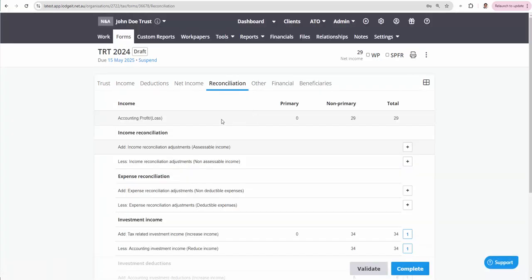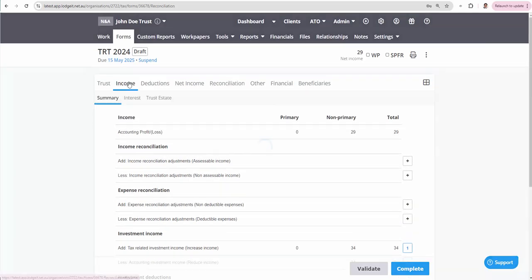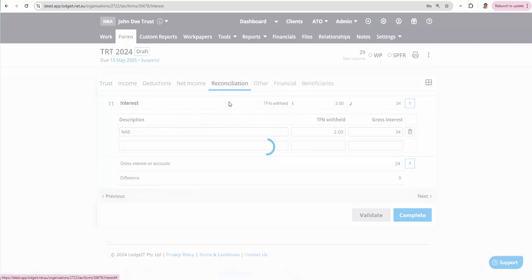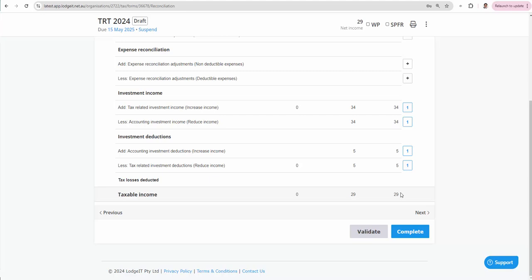And if we look in the reconciliation section, so we've got 34 minus 5 is 29, right? So this is 34, yep. And the $5 that we had as the deduction. Now, what we're seeing in the reconciliation section is the accounting profit loss is $29 and the tax profit loss is $29. And you can see here what happens is the system goes in and out.